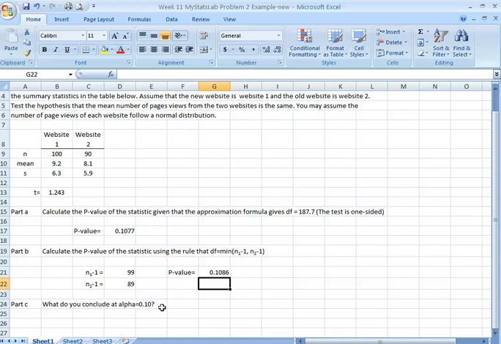So there you have it. There is your example of problem 2 from MyStatsLab week 11. Woohoo, we're almost done. Enjoy.